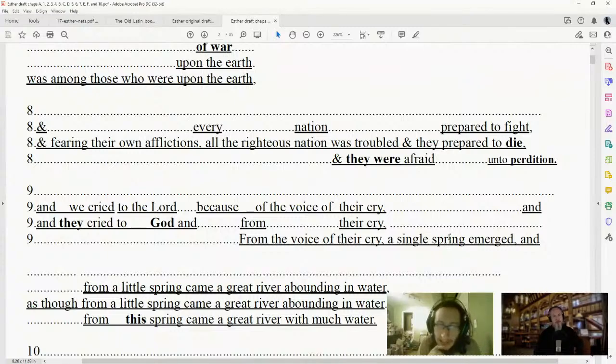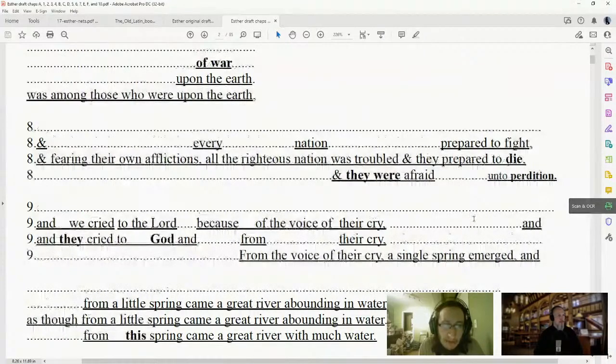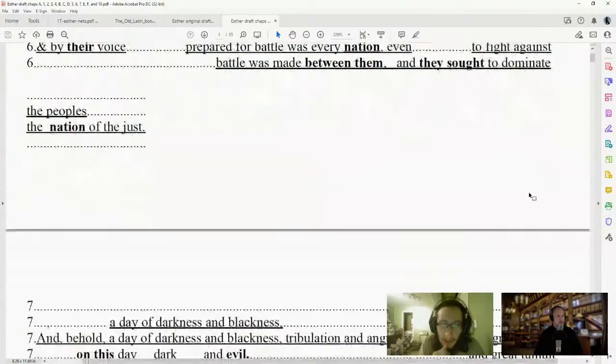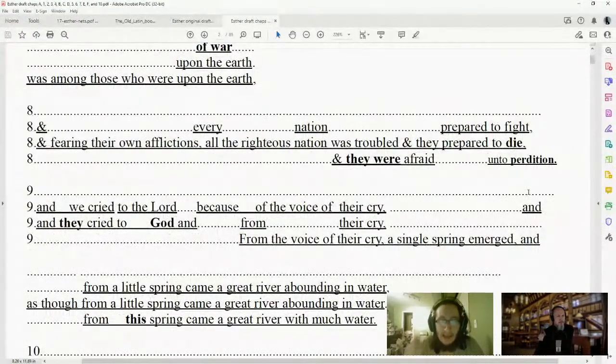Well, in the case of the detail of the nation being righteous, that's omitted in the two versions. It's omitted in the Alpha text and it's omitted in the Old Latin text. If you look back in verse 6, where it says the nation of the just, both the Alpha text and the Old Latin do not mention the just or righteous at all. So that's an agreement against the Septuagint. And then again in verse 8, the Old Latin and the Alpha text both do not say that the nation was righteous. So again, this is a detail that most likely was added by the Septuagint version.